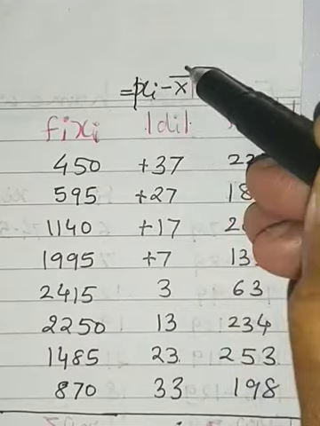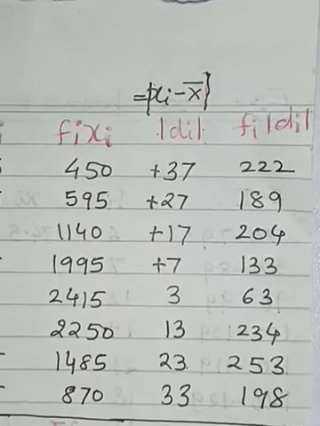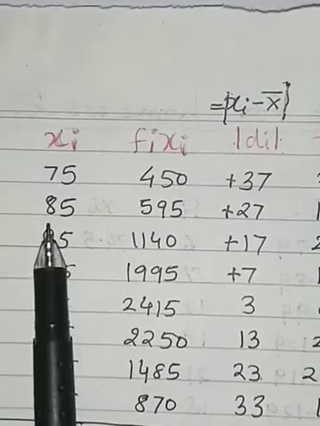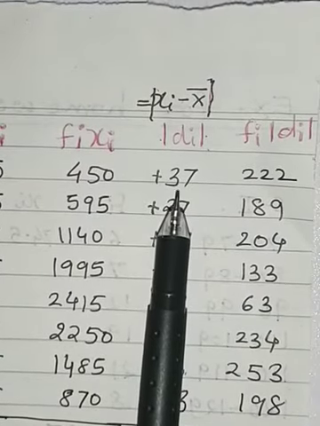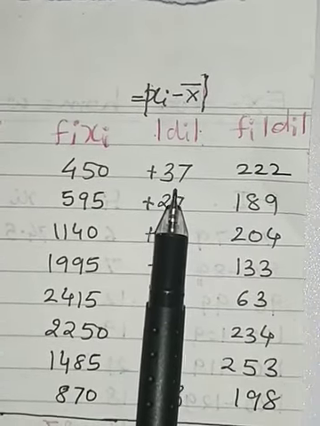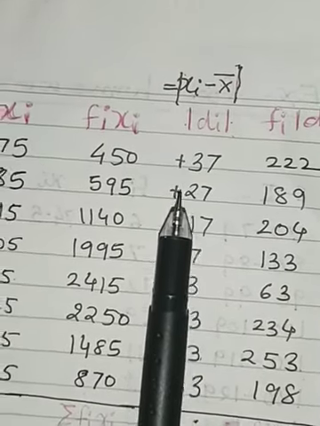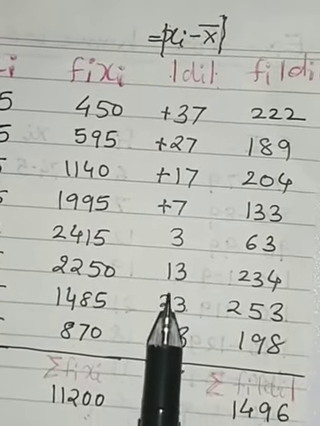See, mod. So 75 minus 112 is actually minus 37, but we are making it plus 37 and so on. So make this column.